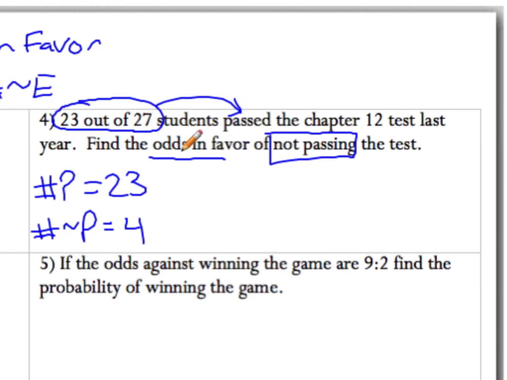Now we want odds in favor of not passing, which means we technically want not passing to passing, because we're in favor of not passing. So this has to be 4 to 23.